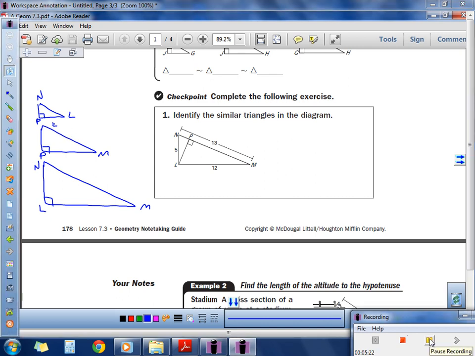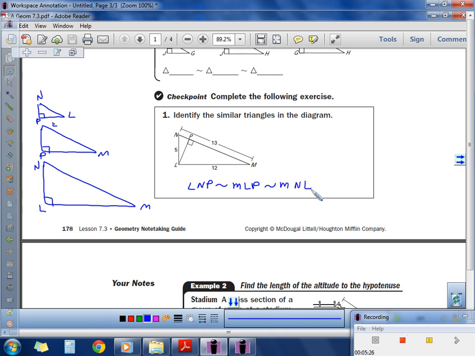From there, it's easy to do the similarity statement. So this one would be triangle L P is similar to triangle M N L. That would be a good answer. Triangle symbols, I probably wouldn't take off for it, but they're good to have.